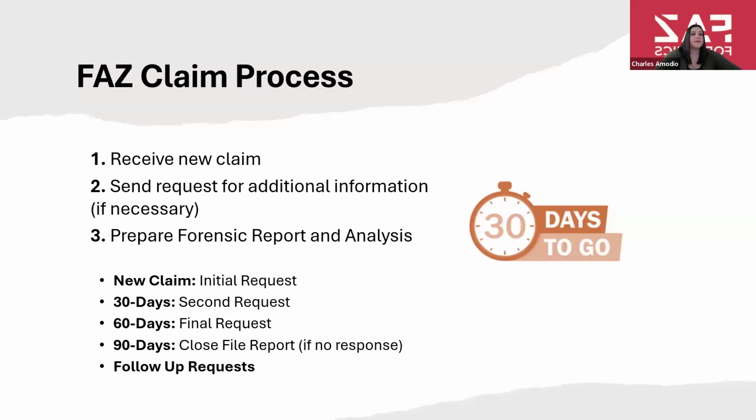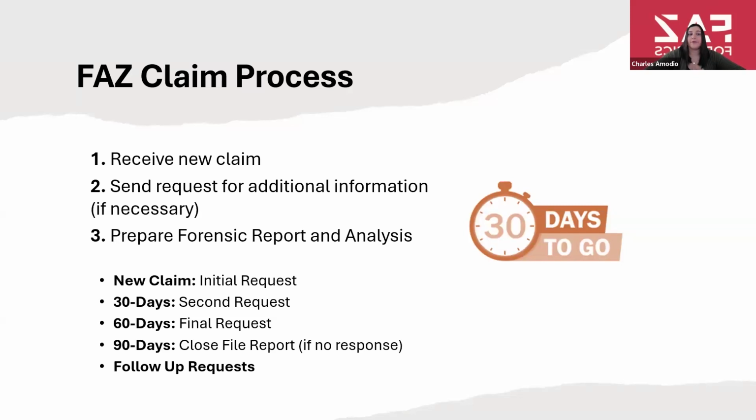Okay, so now to go over the FAZ claim process. Obviously, first we receive a new claim. And like I said before, if we don't have all of the information needed, we will send a request for additional information, which we call our initial request, the request that goes out first after we receive everything and have analyzed what we have already. We'll send that initial request out, typically within a couple days of receiving the new claim.